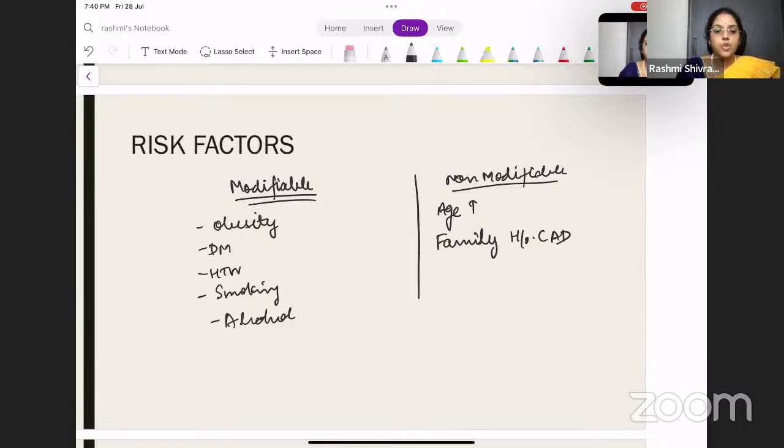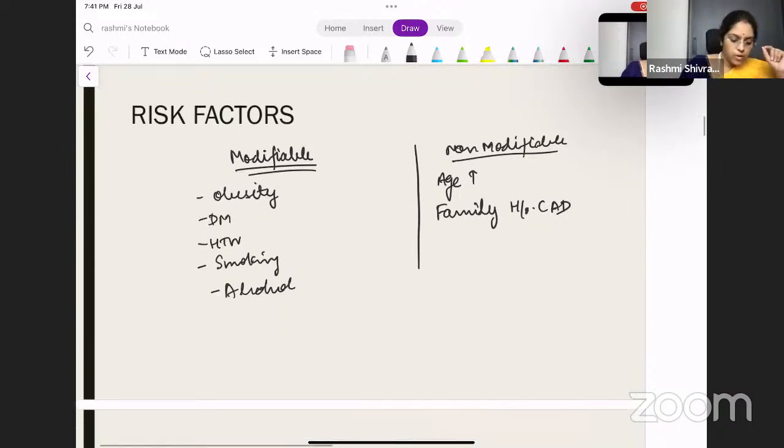So modifiable risk factors are obesity, diabetes, hypertension, smoking, alcohol. Non-modifiable are increased age and family history of coronary artery disease. This is very, very important. Okay, so we have now seen what is ischemic heart disease, how do we get ischemic heart disease, what happens in ischemic heart disease, and what are the modifiable and non-modifiable risk factors.